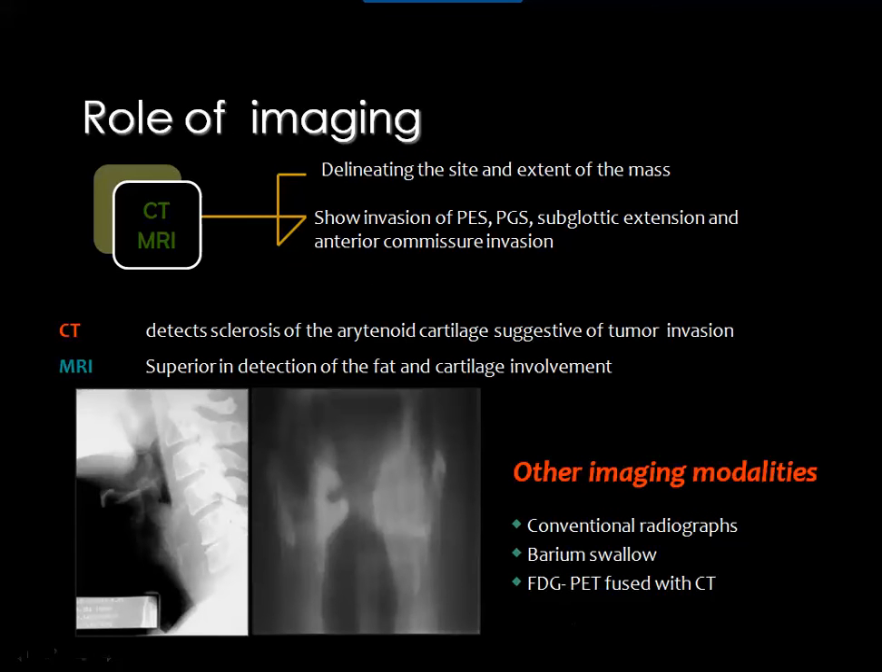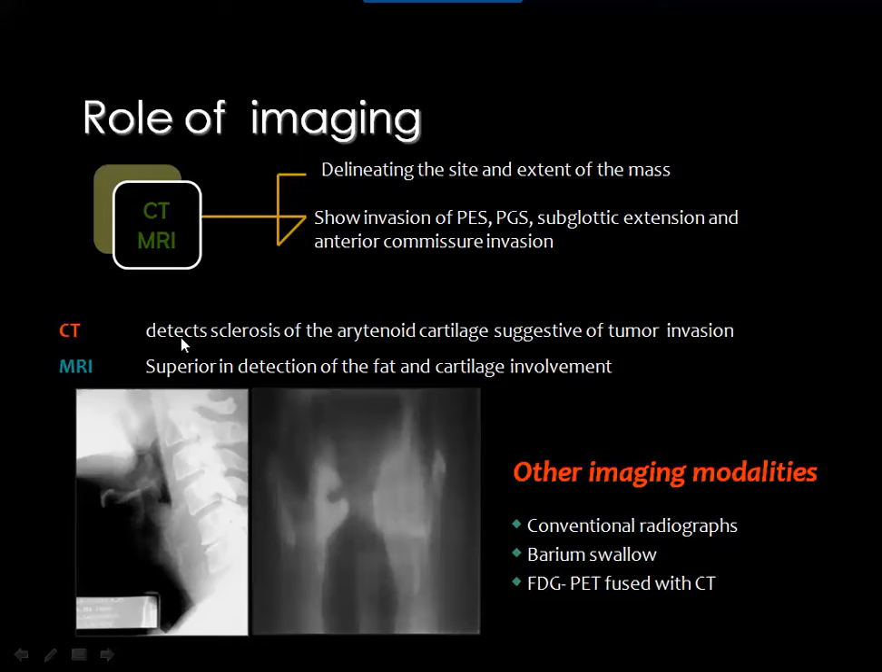Then you have to image laryngeal cancer for specific reasons. Number one is to detect the site and the extent of the mass, which is very important if surgery is considered. Then to show invasion of the pre-epiglottic space, the paraglottic space, subglottic extension, as well as involvement of the anterior commissure. I will show all these findings immediately, inshallah.